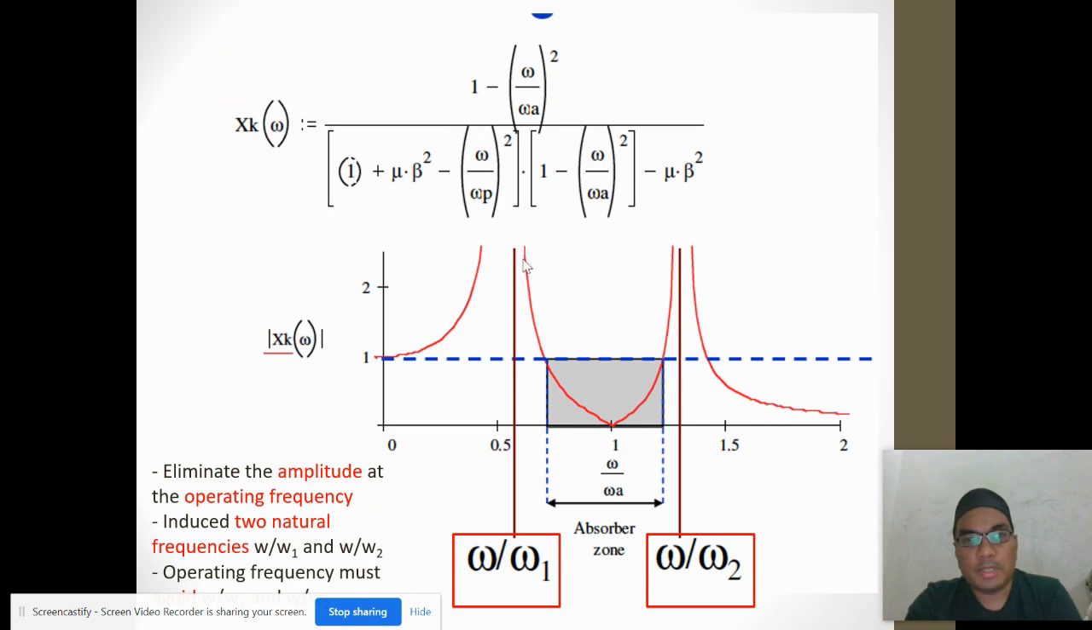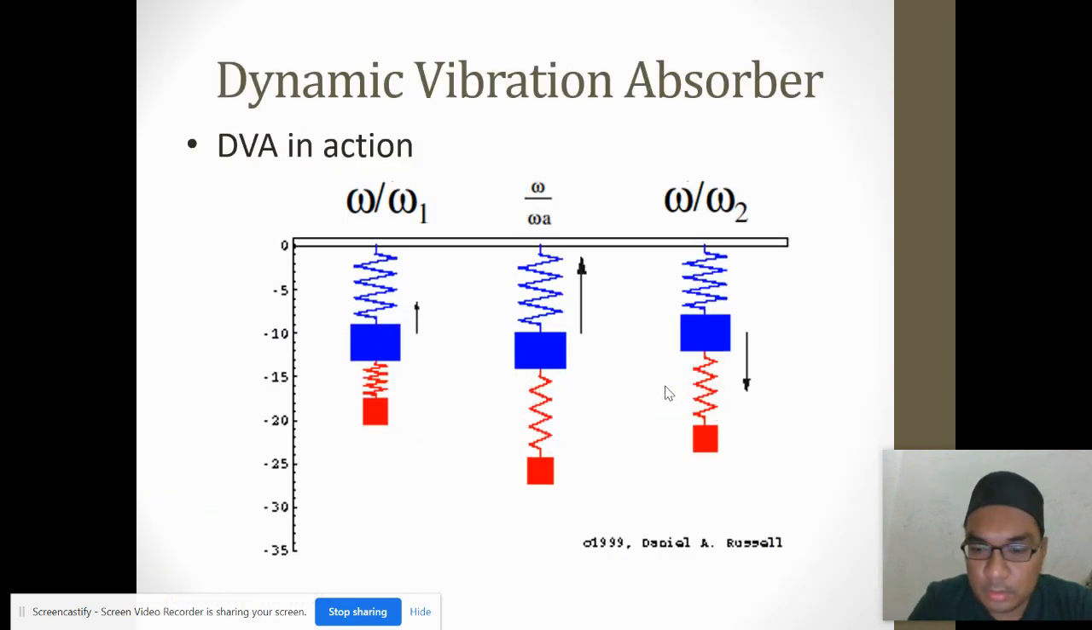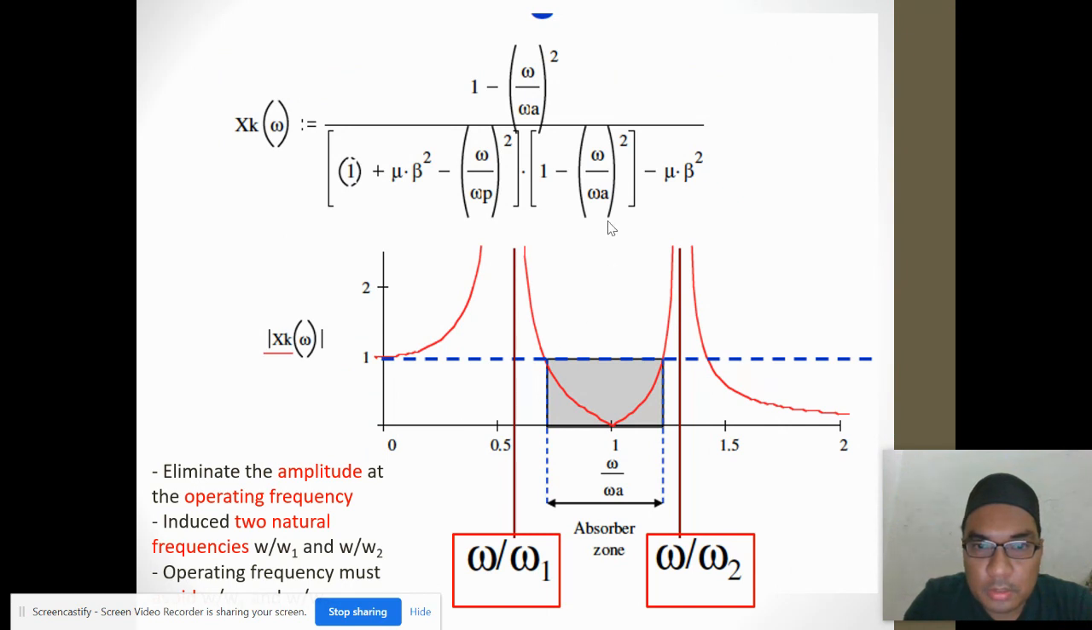From this, we can see what will happen to the system when you add on the DVA. Basically, you have one peak here at the operating frequency of the system. When you add on the DVA, it will reduce it totally to get zero vibration here, but it will induce two new natural frequencies for the system. So that is what you need to operate around.